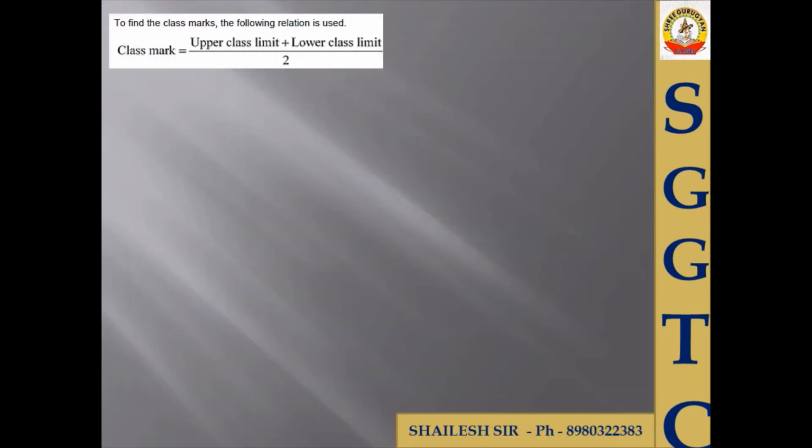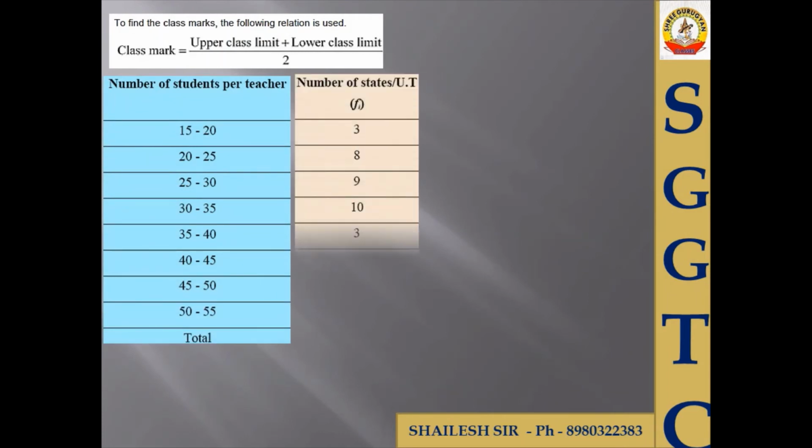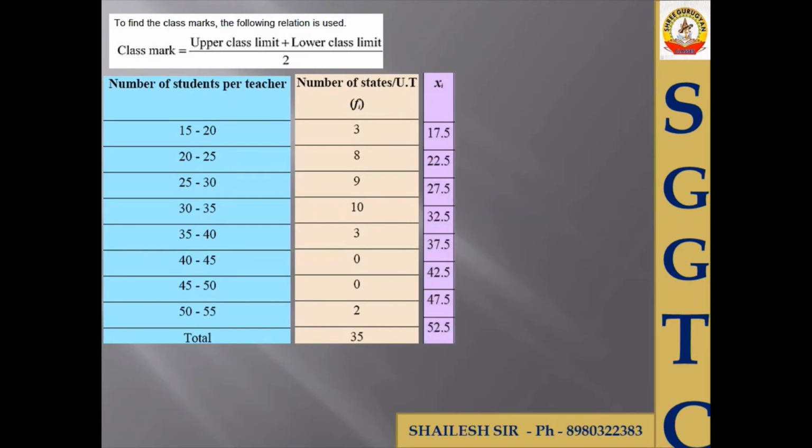Again the question: number of students per teacher, frequency, and now go to class mark. 15 plus 20 divided by 2. Students, 15 plus 20 divided by 2. So adding, 35 by 2 means 17.5. Same as, move ahead. All are 5, 5, 5 adding. So to 17.5 you add 5 to get 22.5. Next 5 added gives 27.5. Next 5 added gives 32.5. Like that for all.